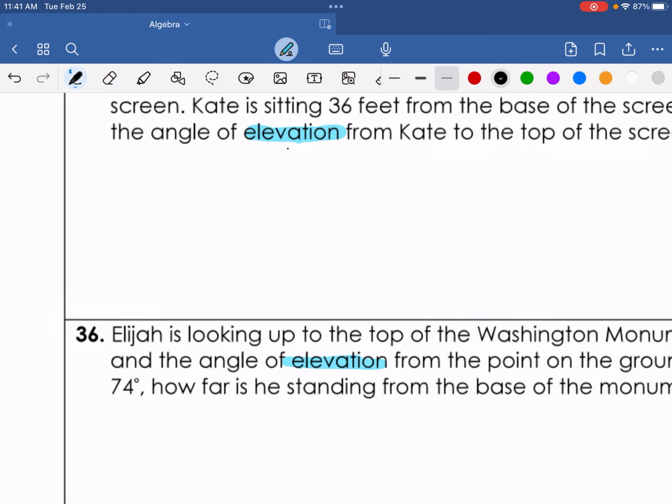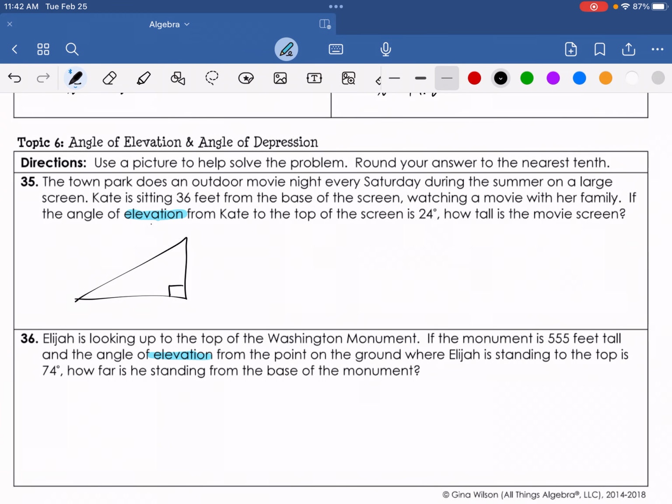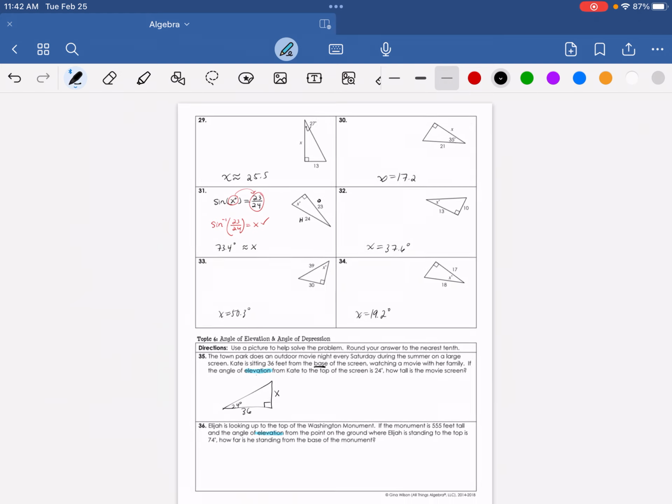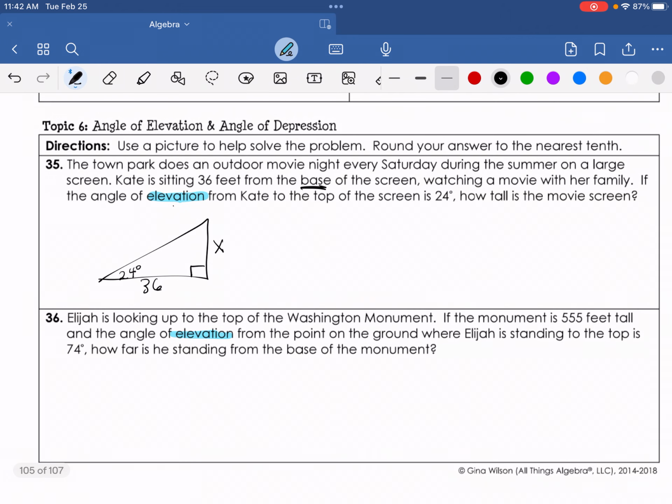So you want to draw a right triangle, and then you just put everything where it goes. If the 90 is at the bottom, the degree is on the bottom, so 24 degrees. Katie is sitting 36 feet from the base of the screen. The base means the bottom, so 36 goes on the bottom. And it says, how tall is the movie screen? So you're finding x. So it's going to be the same math as here, like sine, cosine, tan, inverse, all that. Okay, you should be able to complete this one.